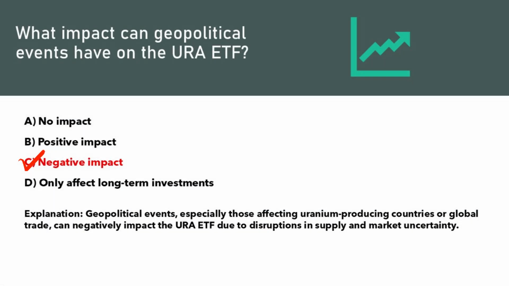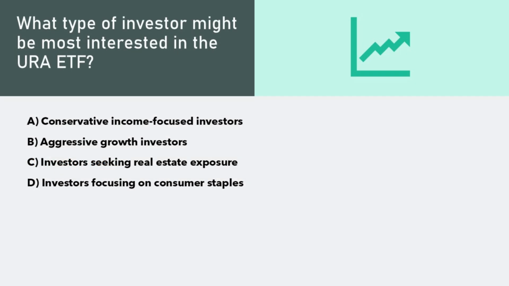Answer: C. Negative impact. Explanation: geopolitical events, especially those affecting uranium-producing countries or global trade, can negatively impact the URA ETF due to disruptions in supply and market uncertainty. What type of investor might be most interested in the URA ETF?